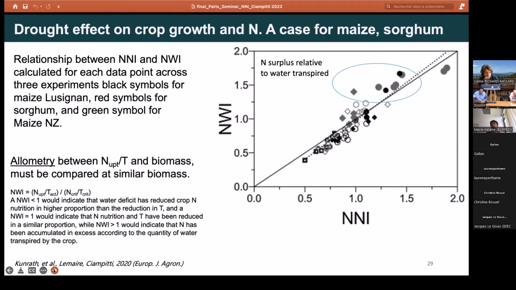And then what you see here as a summary is that we have a situation on these points in the upper section where we have an excess of nitrogen, so we have a higher uptake relative to water transpiration. And then we have the second point here below the line, that is the 1-1 line, which is the water deficit that has a large impact on basically the plant nitrogen nutrition.